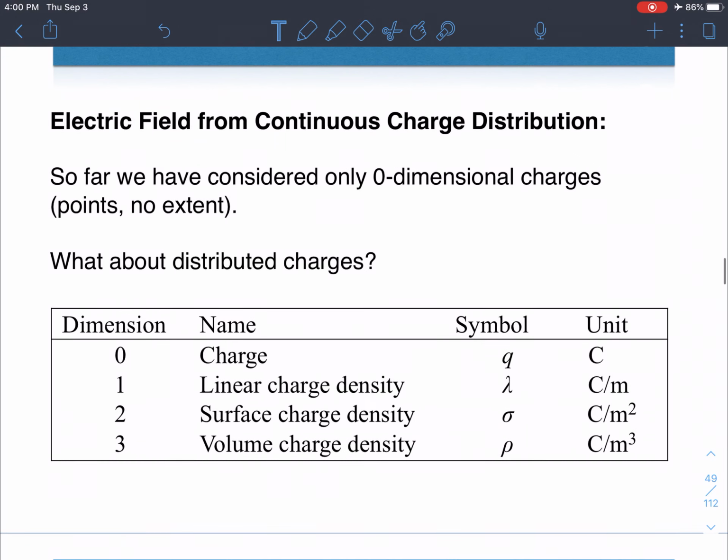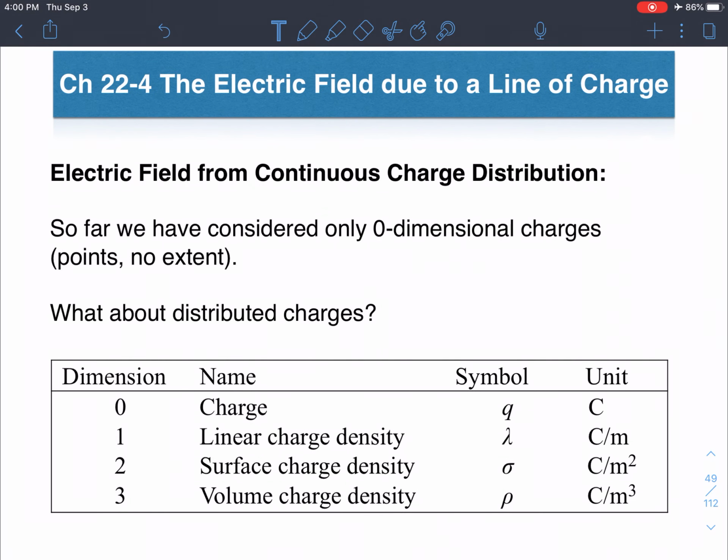Let's get started. So here, electric field from continuous charge distribution. So far we have considered only zero-dimensional charge points with no extent because they were particles, just a dot in space. This is what section 22.4, line charge, is about. So we're going to use the linear charge density for that. And instead of using Q, we are going to define charge density lambda.